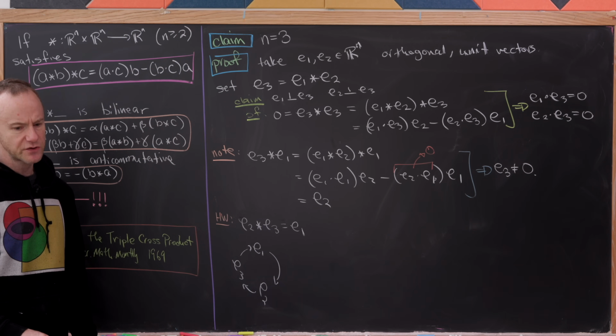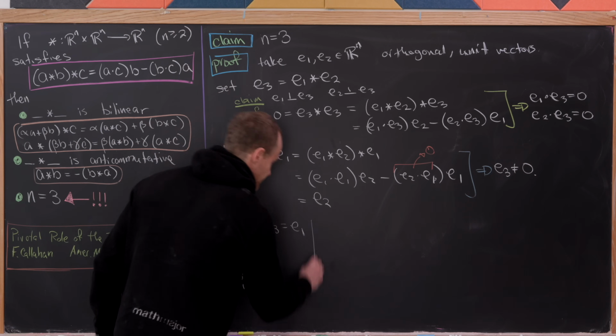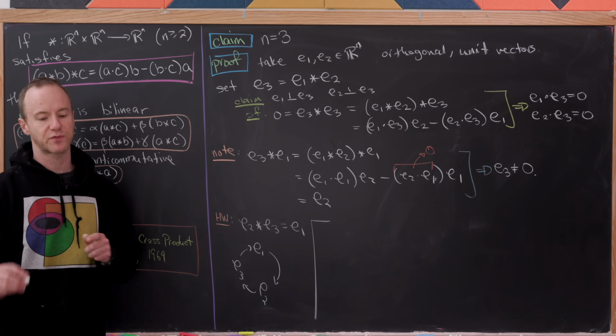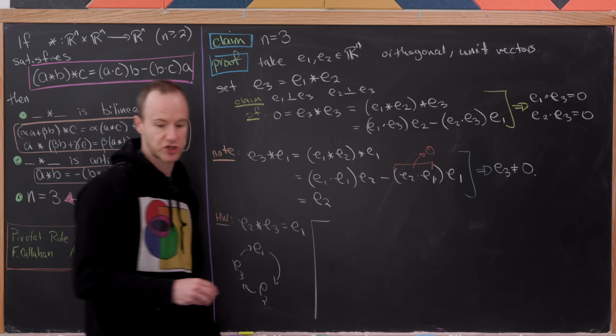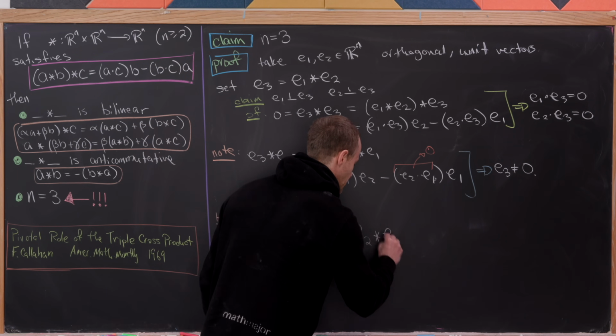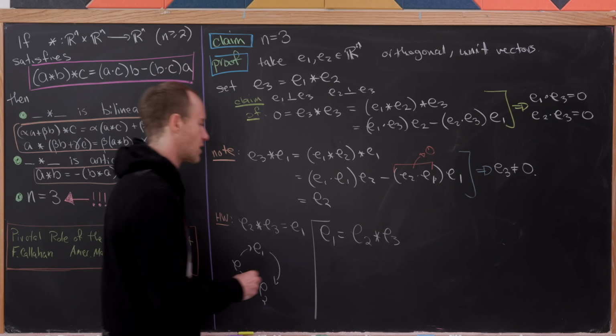And then we can also check that E3 is a unit vector. So let's do that. And then after that, we'll see that we've got a version of the cross product living inside of our structure. So let's write this as E2 star E3. But now we can take this E2 and write it as E3 star E1.